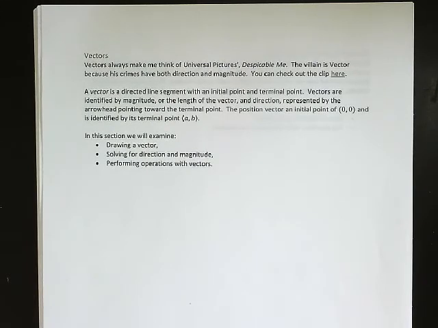But that aside, a vector is a directed line segment with both an initial point and a terminal point. So this is where it has both direction and magnitude. And it's represented by an arrowhead pointing toward the terminal point. For our position vectors, we're always going to use an initial point of 0, 0, and defined by its terminal point, <a, b>, with those little pointy brackets on it.